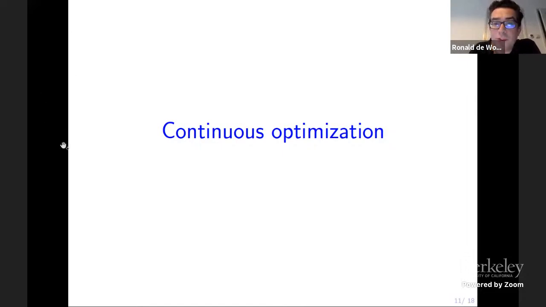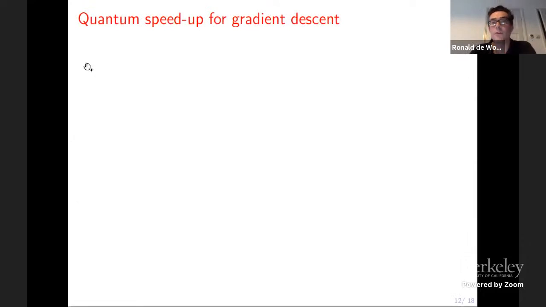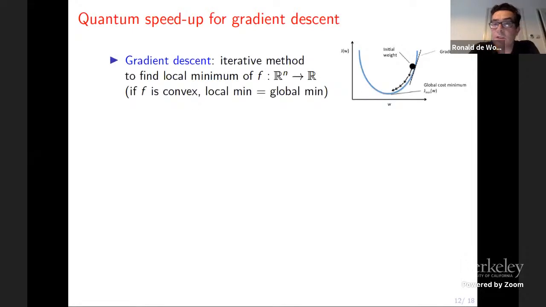Good, so continuous optimization. Let me first talk about gradient descent, because that's really the Swiss Army knife or the workhorse of optimization. So what's gradient descent? I'm sure most people have seen it before. It's an iterative method to find at least a local minimum of some function f. Think of f as a function that takes a vector of n real numbers to one real number.